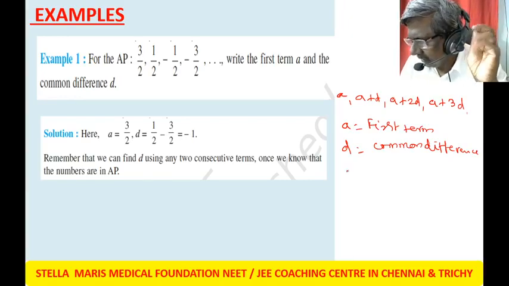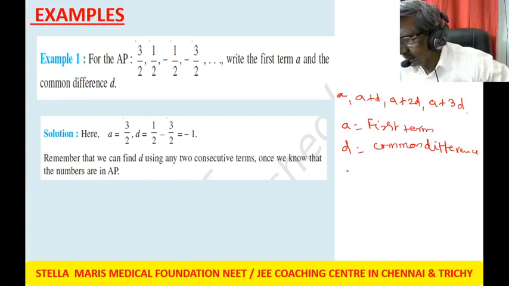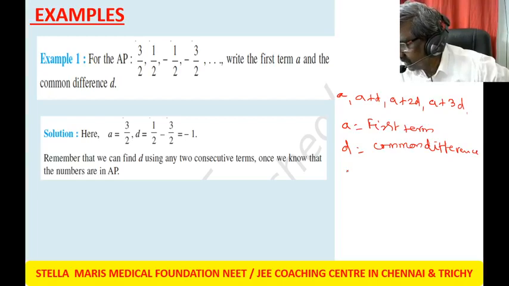If it consists of a finite number of terms, then it is called a finite AP. Then an infinite arithmetic progression has infinitely many terms. Such APs do not have a last term. It will go on like that; there is no end for it.